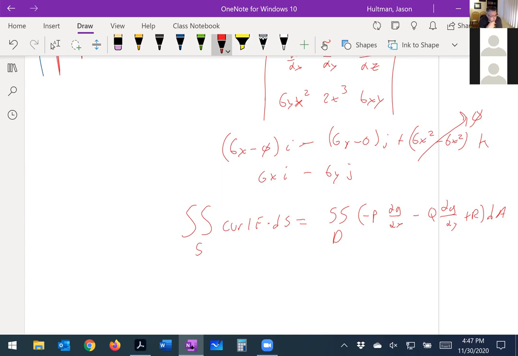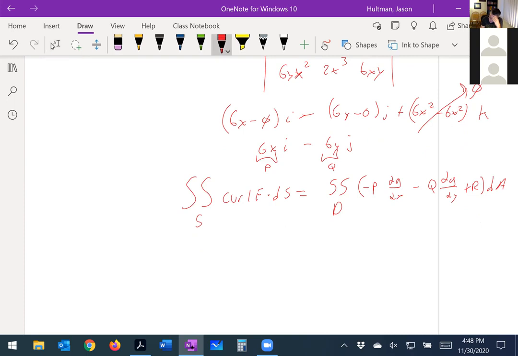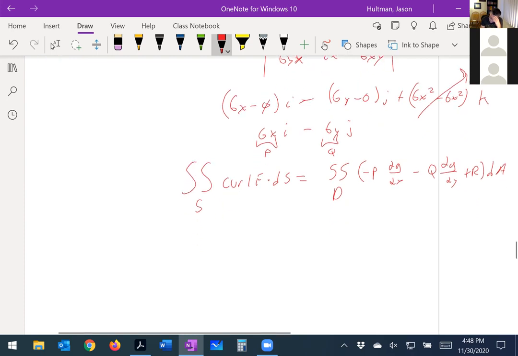This is similar to one that we did in class, where P, Q, and R all come from the curl. This is P, and this is Q. And what's g? It comes to us from z. z is equal to y squared minus x squared, and we can call that g of x, y.